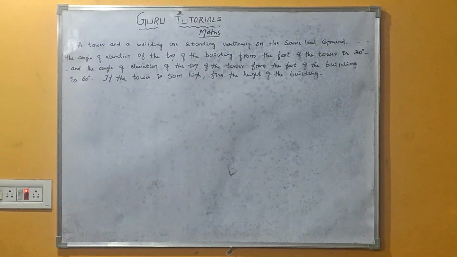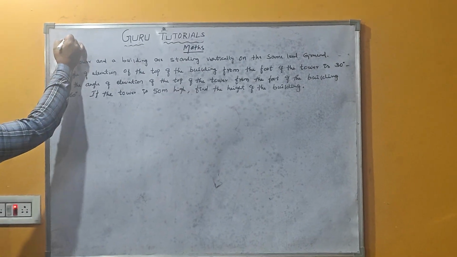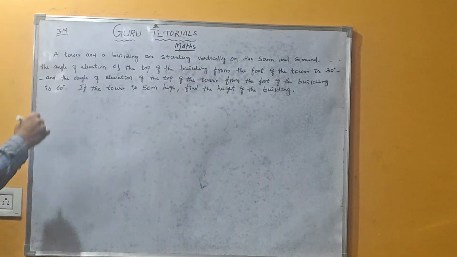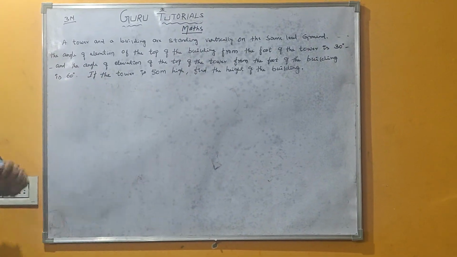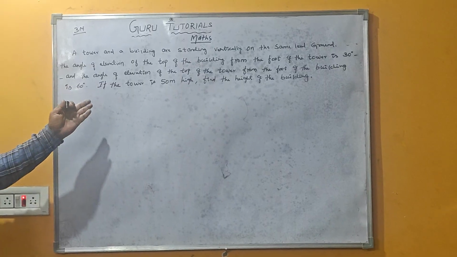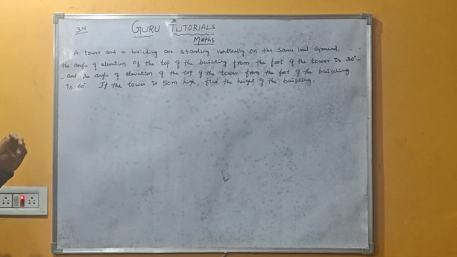This is the sum belonging to some applications of trigonometry. It will carry 3 marks. This question is often asked in the annual examination. It was asked in 2020, 2022 and 2023. The question is like this.